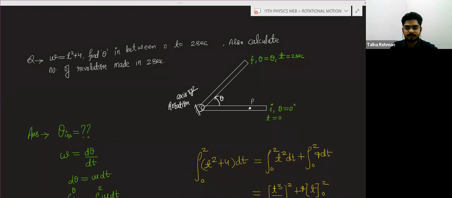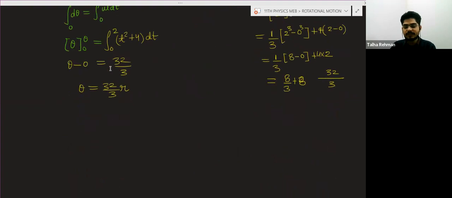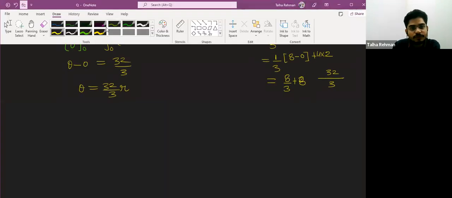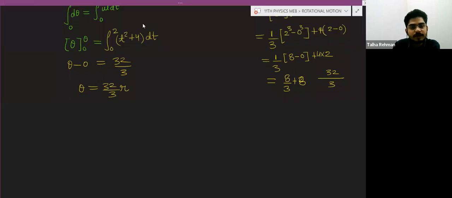So this is this theta. And after that they are saying calculate the number of revolutions made in 2 seconds. There are many ways to solve this problem, so I will tell you the easiest way. They are saying the number of revolutions this rod will make in 2 seconds.